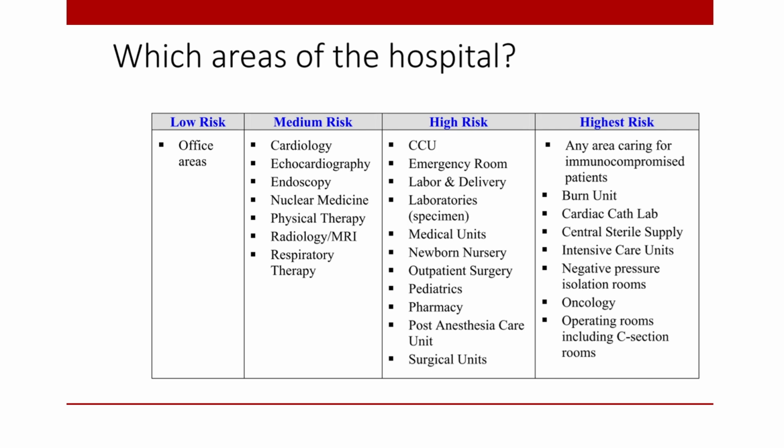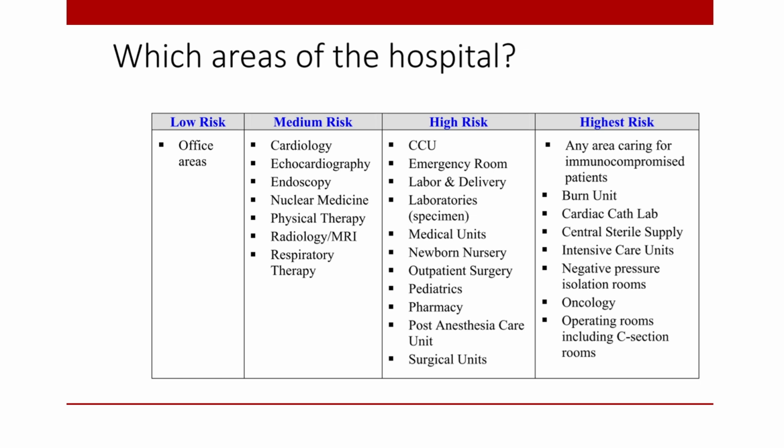First, low risk is the office areas. Medium risk is cardiology, echocardiology, endoscopy, nuclear medicine, physical therapy, radiology, MRI, and respiratory therapy. High risk is CCU, emergency room, labor and delivery rooms, laboratories, specimens, medical unit, newborn nurseries, and outpatient surgery, pediatric, pharmacy, post anesthesia care unit, and surgical units.